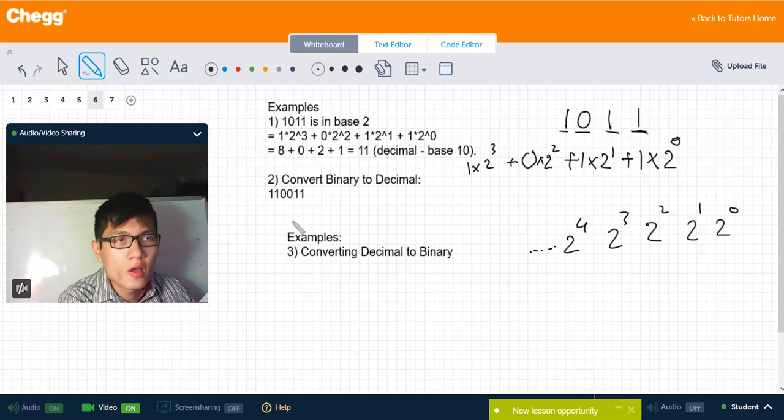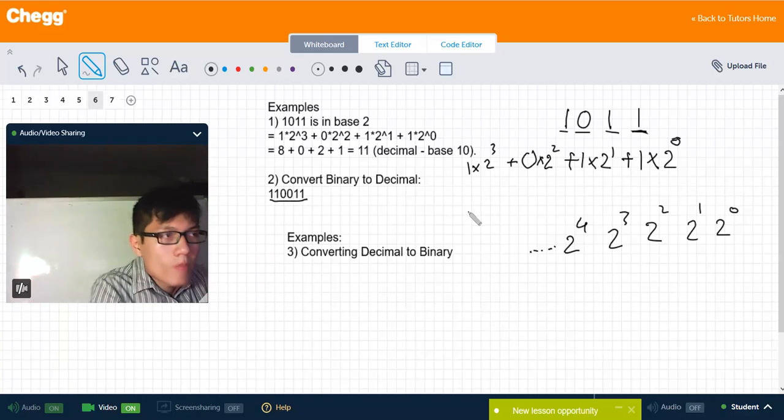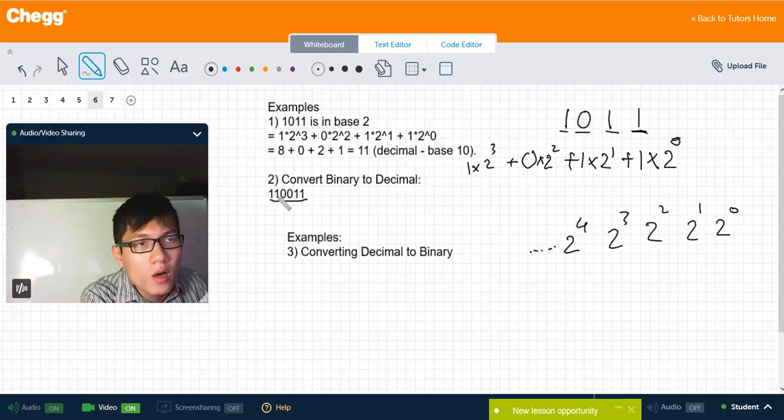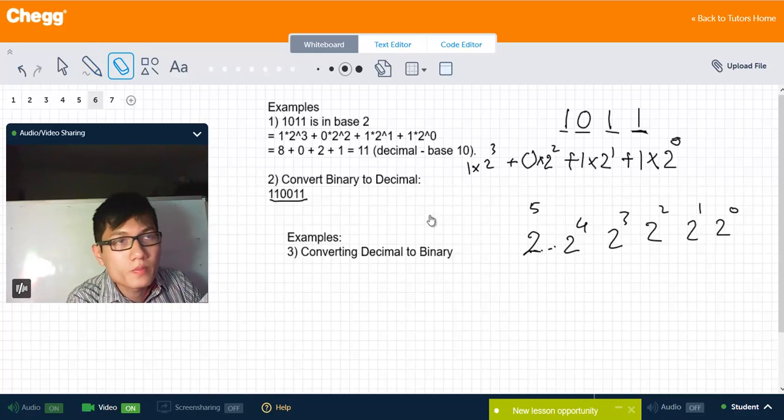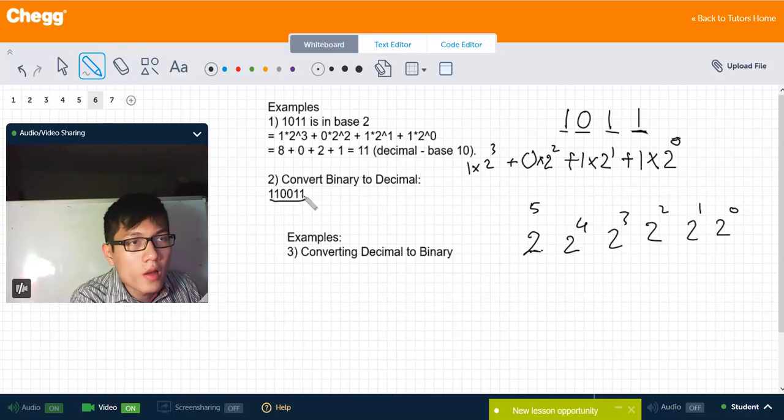Another example, if you want to convert the binary number to the decimal for this case, okay, so we have 1, 2, 3, 4, 5, and 6. So 6 digits. So you want 1, 2, 3, 4, 5. Okay, you need one more, 2 to the 5th. And then the last one is 1.